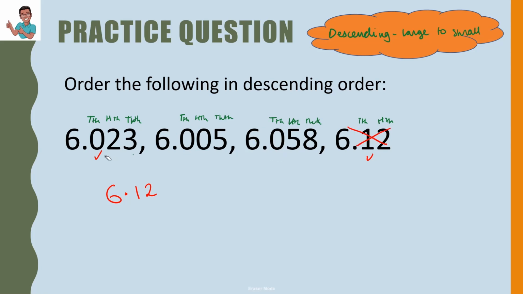Okay. Now let's go through it again. We're still carrying on with the tenths column. 0, 0, and 0. It's the same number, so we can skip this. Let's move on to the hundredths column. Okay, we have 2 here, we have 0 here, and we have 5 here. This is the largest amongst the 3 of them. So we'll write this out.